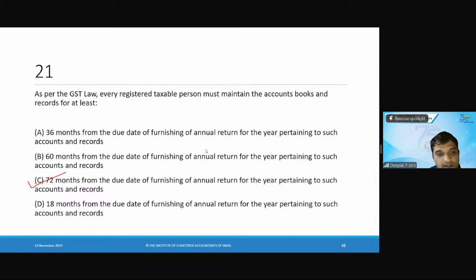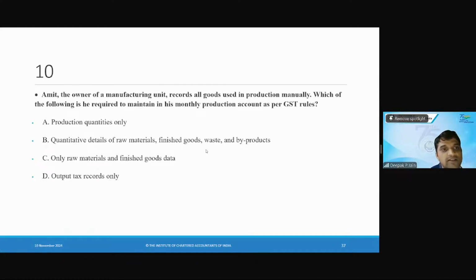Yes. 10th one we skipped. Let's go to the 10th one then. Yes, 10th one. Very good, good concentration. Om Krishnom and Abhishek.